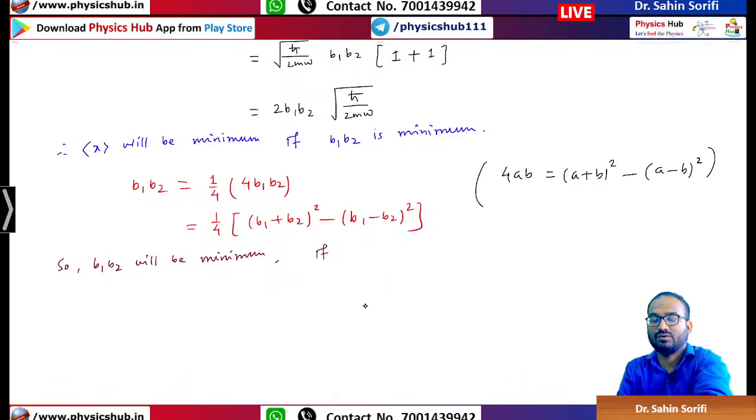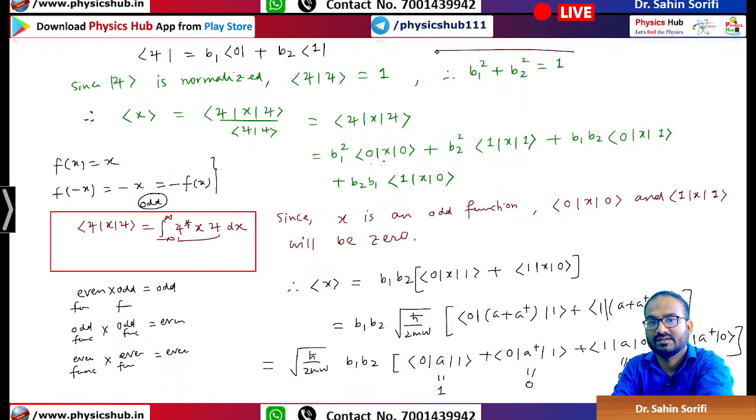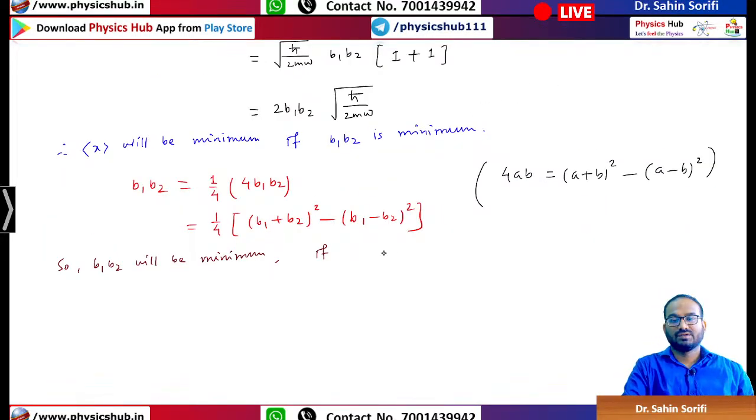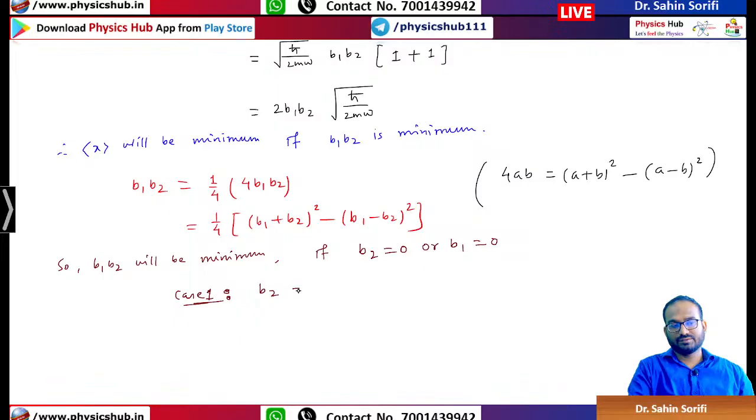if, look, we have to also keep in mind that this condition must be satisfied: b1 square plus b2 square should be 1. We cannot take any random values because this is the condition we have set. So keeping that in mind, to make it minimum, b1 b2 will be minimum if we take b2 is equals to 0 or b1 is equals to 0. Whether you take b2 is equals to 0 or b1 is equals to 0, the criteria will be satisfied. Let's say if you take b2 is equals to 0, so b1 will be how much? 1, due to normalization.